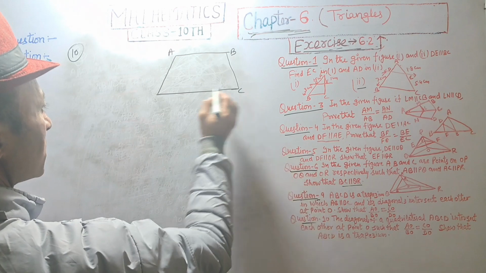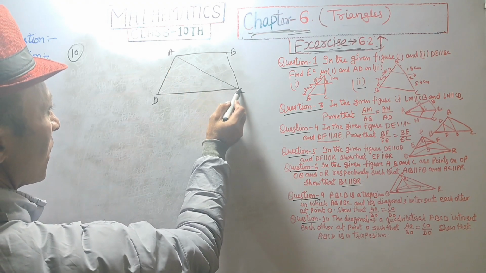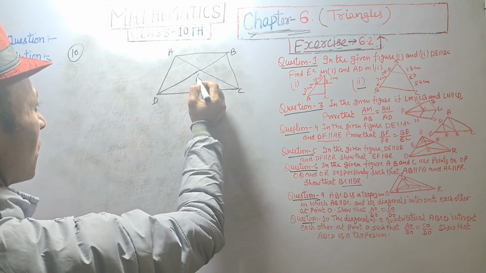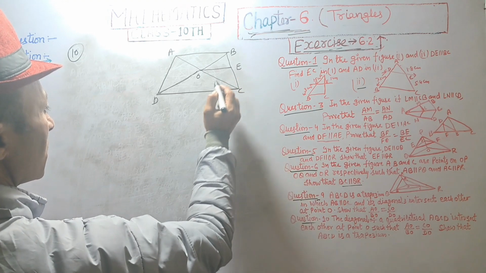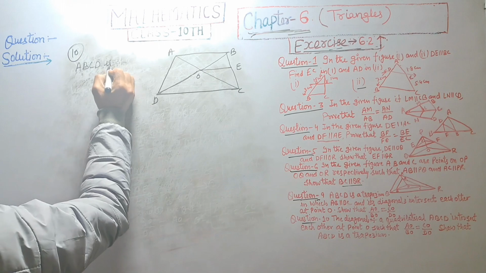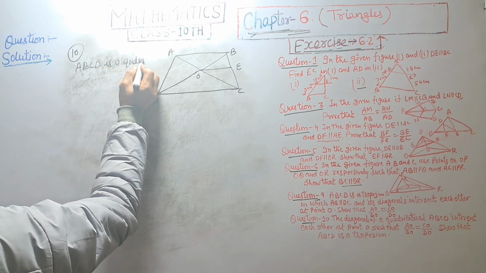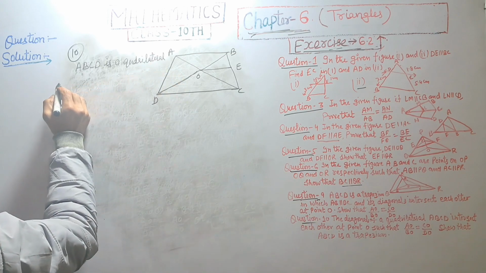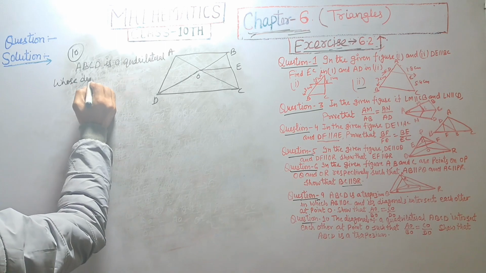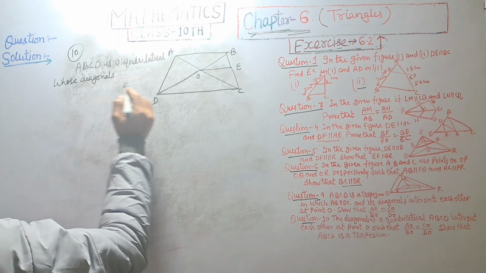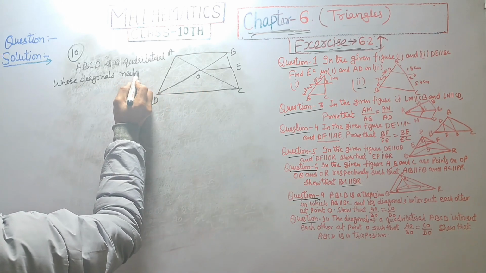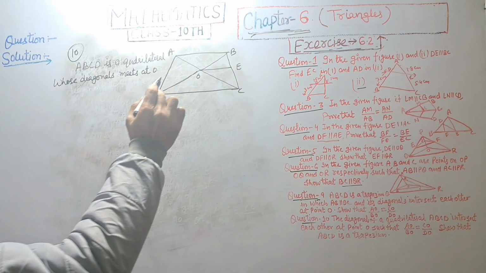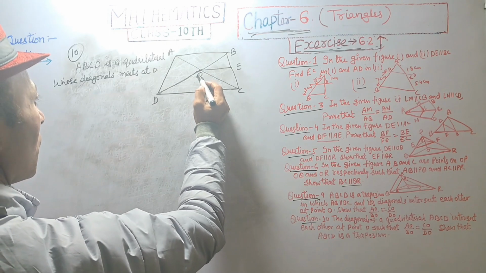A, B, C, D. O, that is E. A, B, C, D is a quadrilateral whose diagonals meet at O. Diagonal BD and diagonal AC meet at O.